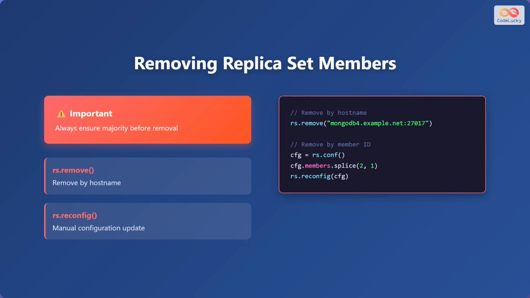To remove a member by hostname, use rs.remove("mongodb.example.net:27017"). To remove a member using rs.reconfig, you first retrieve the current configuration using rs.conf, then modify the members array using the splice method to remove the desired member. Finally, apply the changes using rs.reconfig(cfg). For example, the code shows how to remove the third member, index 2, from the configuration.